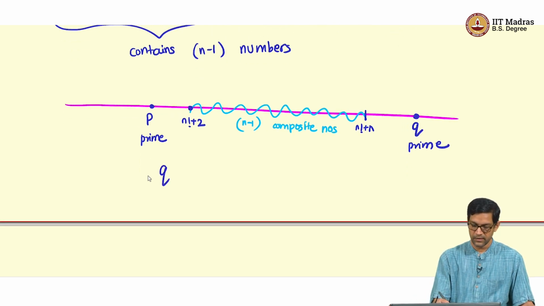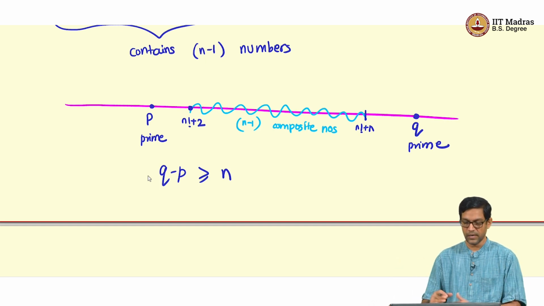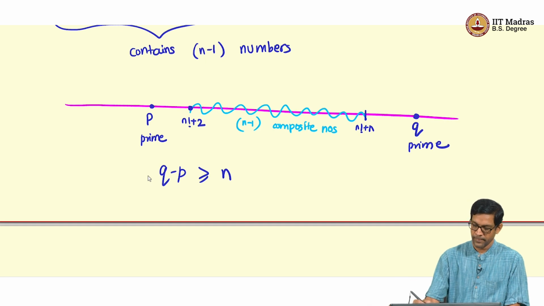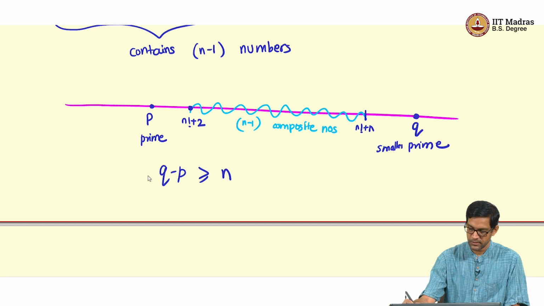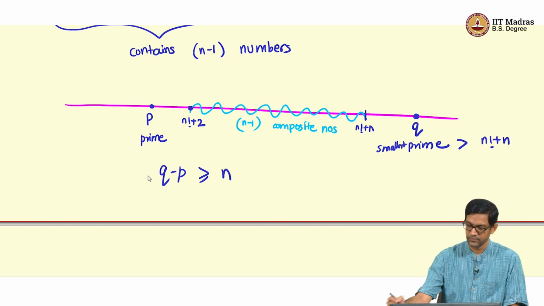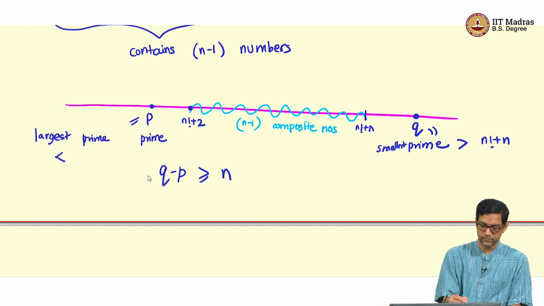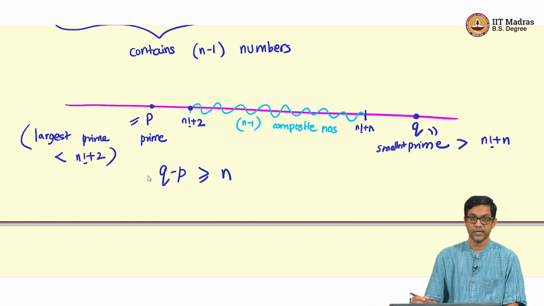So I take the nearest primes on both sides of this string of composites, and now observe that q minus p is at least n, right, because there are n minus 1 composites in the middle, and in fact it is at least n plus 1, because we have to go at least one step on either side. Okay, so to write this out formally, q is the smallest prime number that is bigger than n factorial plus n, and p is the largest prime that is smaller than n factorial plus 2. So that's the end of the proof.